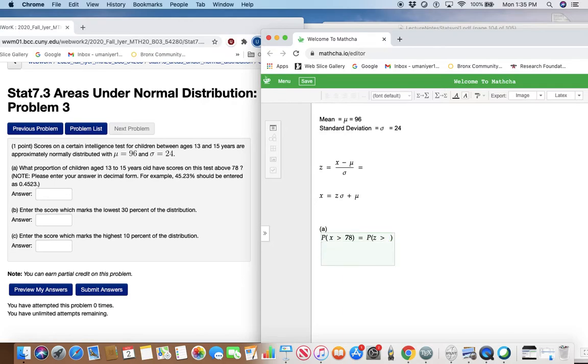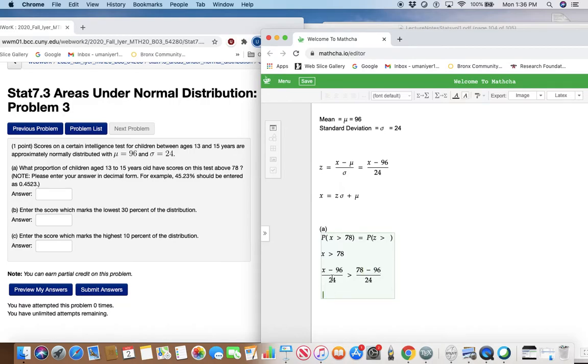Okay, to be able to use a table, you need the Z score. Z is given by this formula. Z is x minus mu over sigma. In other words, the fraction x minus mu, where mu is 96, over sigma, which is 24. All right, so you are going to use this formula here. So you are going to convert it to Z scores. All right, so apply this particular formula to x and to 78.